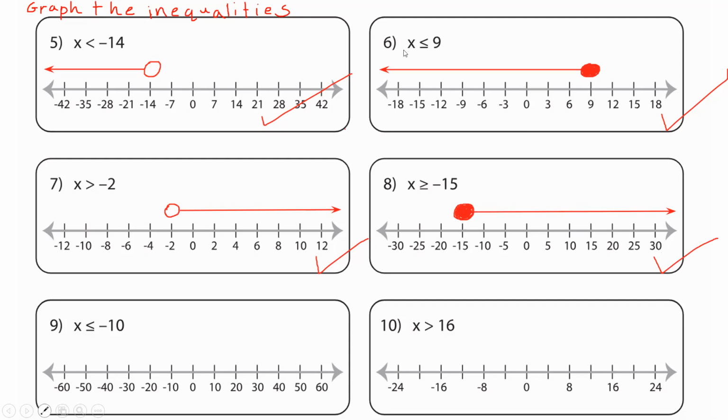Here we have x is less than or equal to -10. So that means we have to shade in -10, right? Let's shade it in.